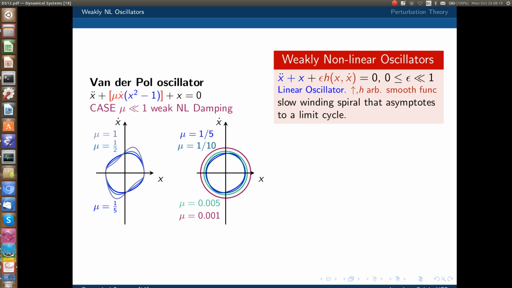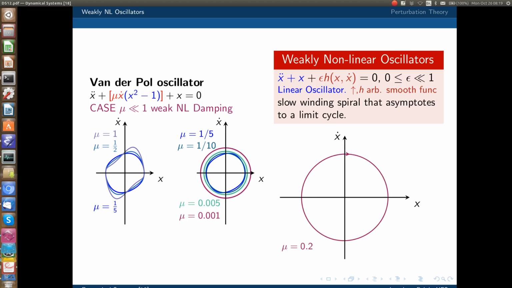So it asymptotes to the limit cycle if it exists. What we have is something that looks like this. Just to give you an example, I'm going to draw you the limit cycle once again for the van der Pol oscillator when mu equals 0.2. You can see I'm looking at the smallest one over here, mu equals 1 over 5. So there we have our limit cycle.